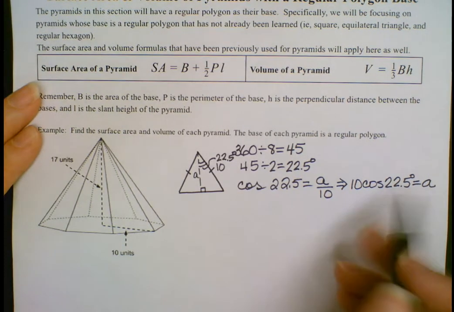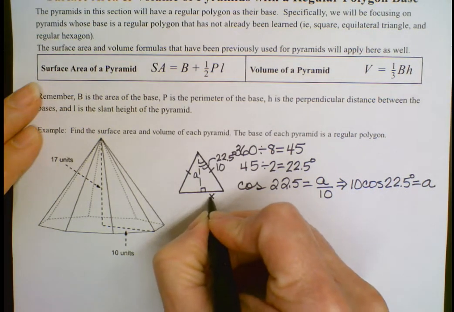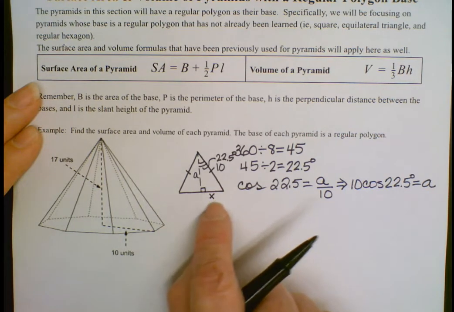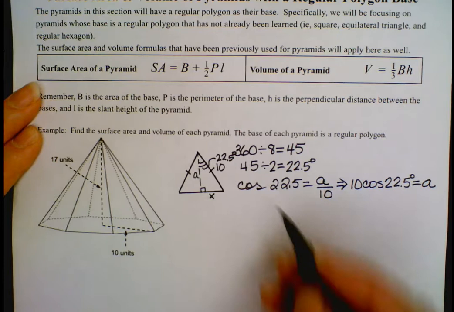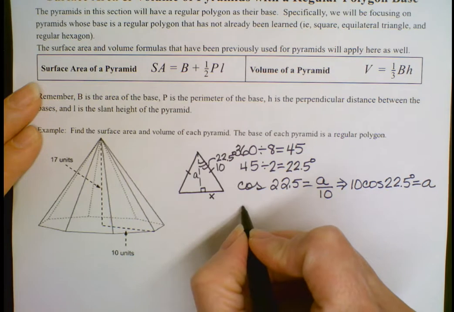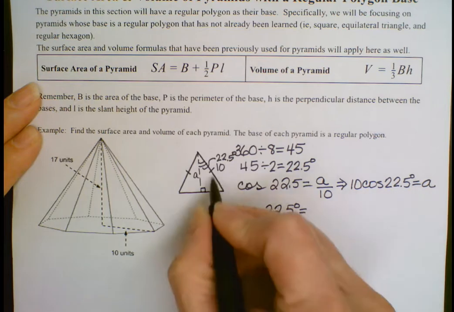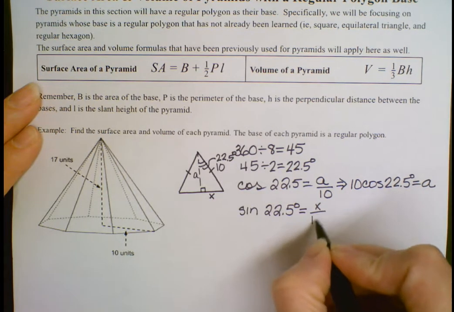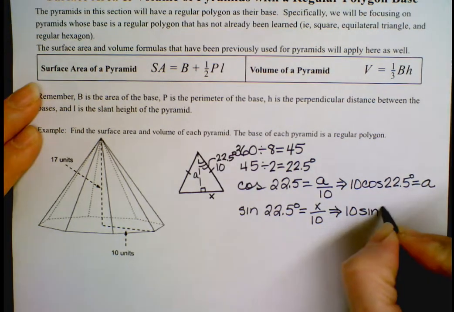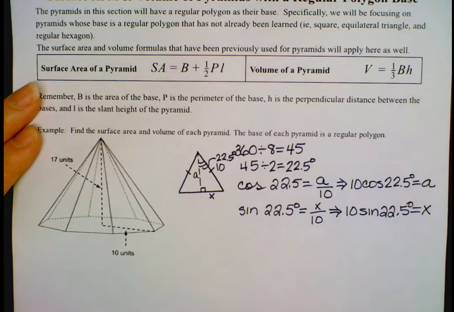Now, the other thing that we need to find before we can find the area of the base is the perimeter of the base. And to do that, we need the length of this little segment x. Once we have the length of that segment, then the length of the side of the polygon will be double that x value. So x is opposite the 22.5 degree angle. 10, of course, is the hypotenuse, which tells us a sine function is useful. So we take the sine of 22.5 degrees equals the opposite x over the hypotenuse 10. Multiply both sides by 10, and we find that x is 10 times the sine of 22.5 degrees.